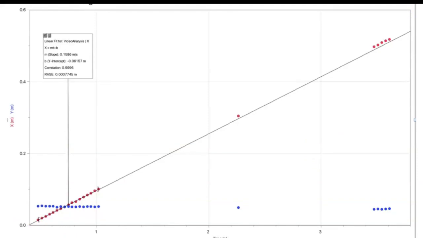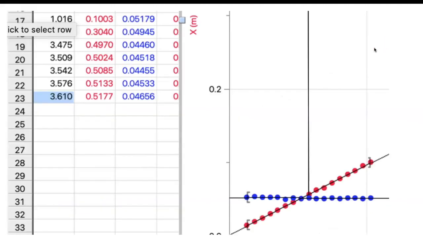And so I advanced the video and took more data, and I found that at 3.61 seconds, the cart is at x equals 0.5177 meters, which matches what I had calculated, 0.51 meters, to within rounding. If we were to zoom in and check on the data table, we would see at 3.610 seconds, our x position and our y position were correct to within rounding, which means that this was useful to us as scientists.